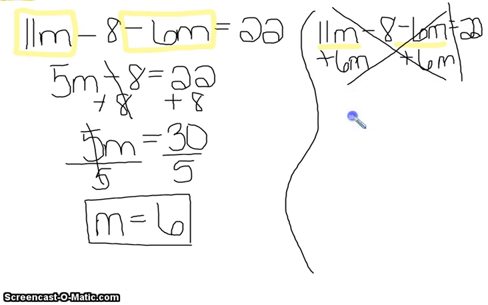Okay, do not do that. If you are collecting like terms, you just simply add or subtract them together. The only time you do the opposite or inverse operation is if you are trying to move something from one side of your equal sign over to the other side. So always be very, very careful when you do that. Okay?